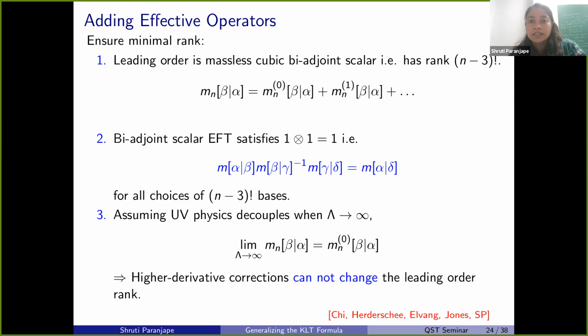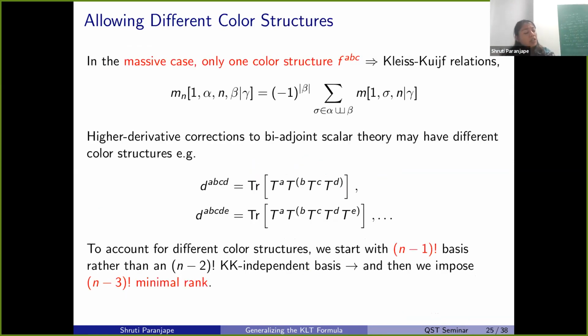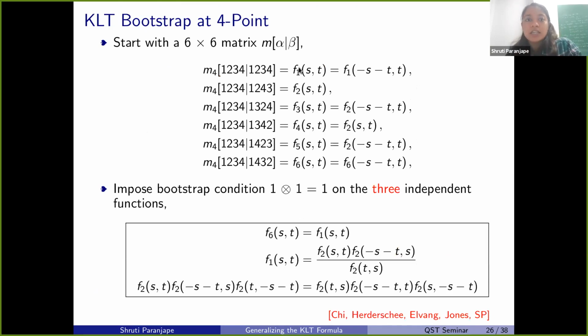Okay. So this will be our starting point. As we talked about a little bit before, your subleading corrections to biadjoint scalar have no reason to look like f^{abc}. You can have more interesting traces of generators that appear in your Lagrangian. So rather than start with a Kleiss-Kuijf independent basis, we will just start with the (n-1)!. So up to cyclicity, all the traces possible, all the orderings possible. And then we'll impose again (n-3)! rank. So for n = 4, this is 6 orderings. So the 6 × 6 matrix will have these 6 independent functions. And of course, there's more to the matrix. There's more over here. But that'll just be relabelings because these are just scalar states.